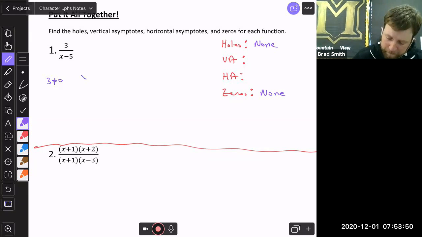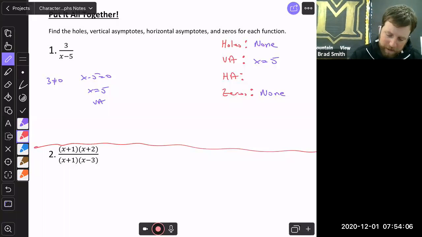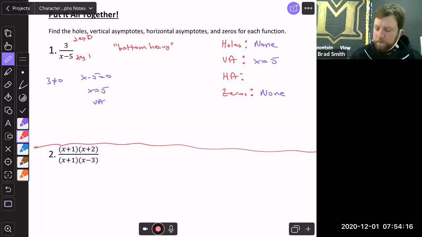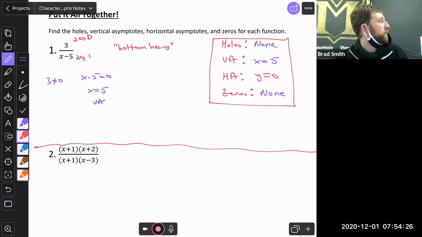Let's look at the bottom. So remember, we can set the bottom equal to 0, so x equals 5. That's my vertical asymptote. And then lastly, that's a degree of 0. That's a degree of 1, so it's bottom heavy. So if it's bottom heavy, what's my horizontal asymptote always going to be? 0. Perfect. And that's what I'm looking for today, that you can pull these 4 things out.